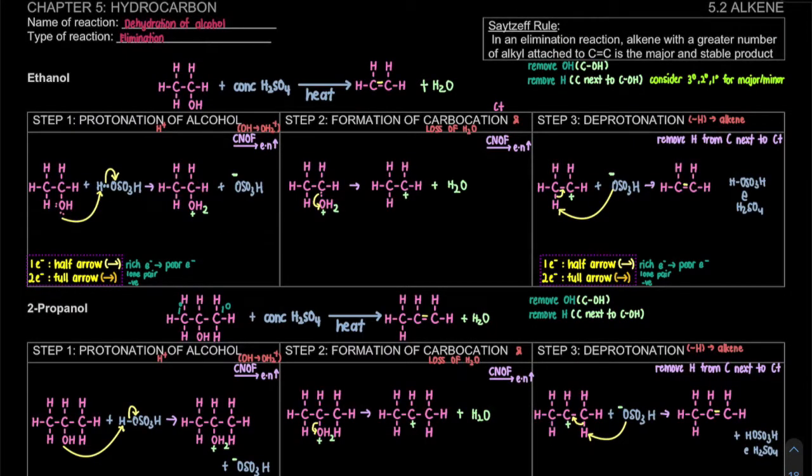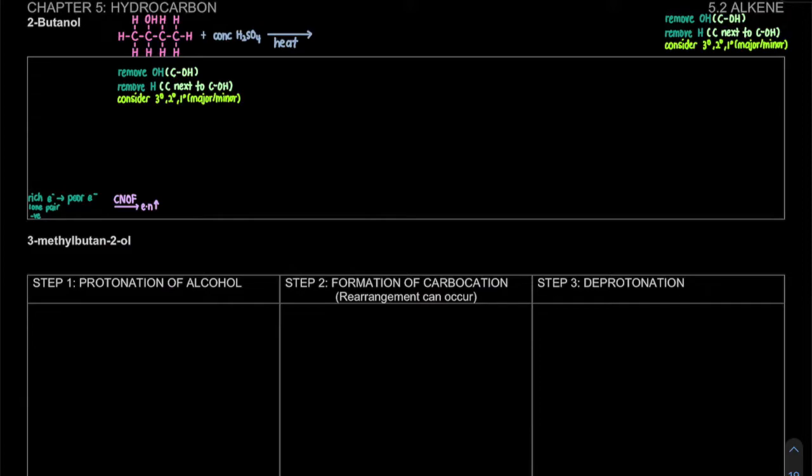For the dehydration of alcohol, what we're going to remove is actually water. We remove water from our alcohol itself. Since this is the removal of a molecule, this is an elimination reaction. So how do we remove the water itself? Let's look at the reaction of 2-butanol.